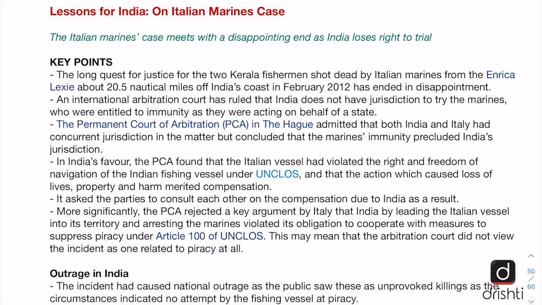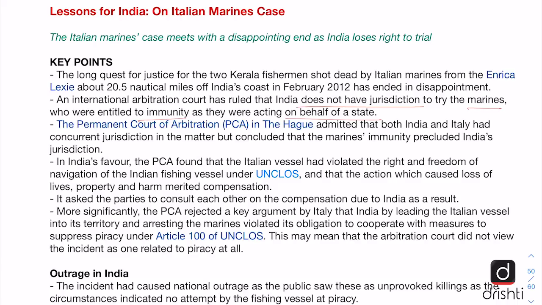Editorial says that the International Arbitration Court has ruled that India does not have jurisdiction to try the Marines who were entitled to immunity as they were acting on behalf of a state. Though this is controversial and many legal experts have said that this application of immunity for the Marines is a very stretched interpretation of the international law because the Marines were acting in a commercial capacity and they were engaged through a commercial contract to guard a commercial ship.